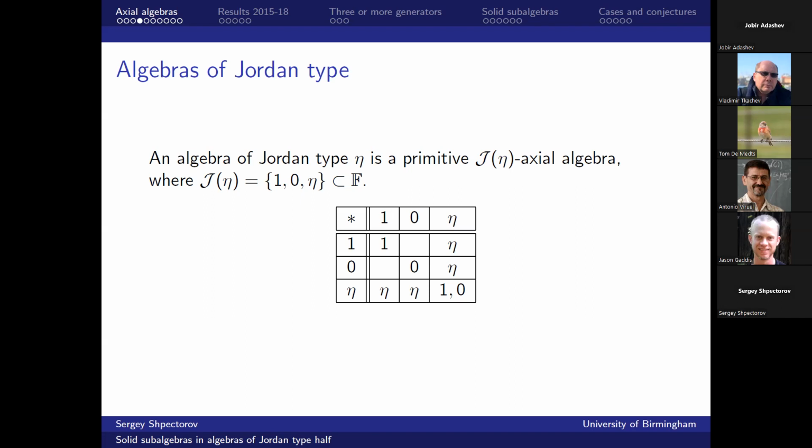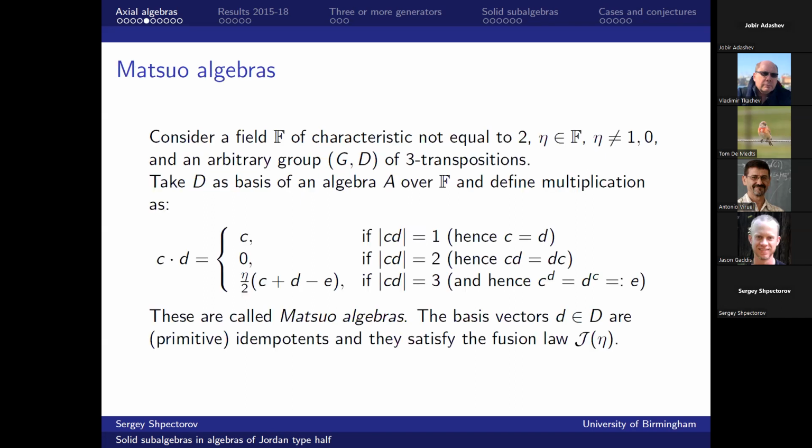So I will mention very briefly again that we have Matsuo algebras in this class, and they exist for all values of eta. We do assume that the field is of characteristic not equal to 2. And that is, of course, because we need to divide by 2. As you see in the definition, for 2, it doesn't work. Okay, so these are the algebras which are defined in terms of groups of 3-transpositions. I will not spend much time on this case, but they will pop up at some point later.